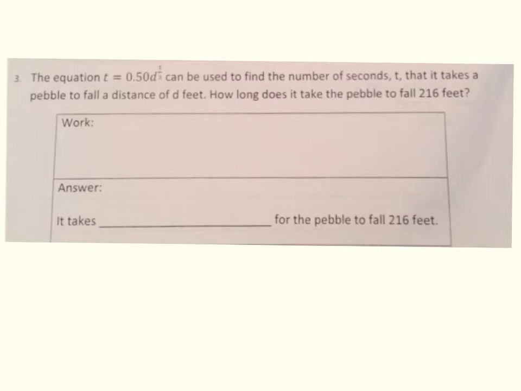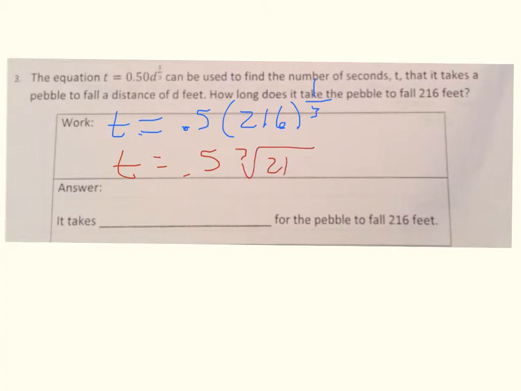Now we worked this one in class. Remember, you're substituting in for d, so it equals 0.5. All right, 0.5. And d is 216 to the 1/3 power. Now remember that 1/3 means you're going to take the cube root. So t is equal to 0.5 times the cube root of 216, which happens to be 6. So if you're using your cheat sheet, that happens to be 6.